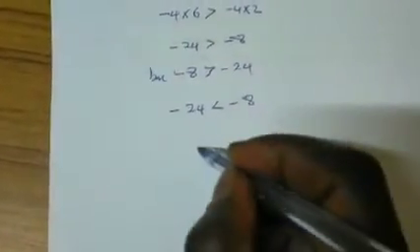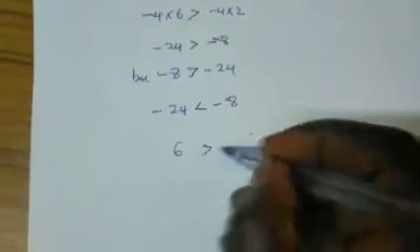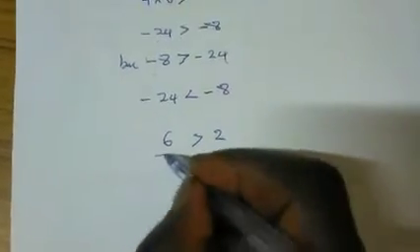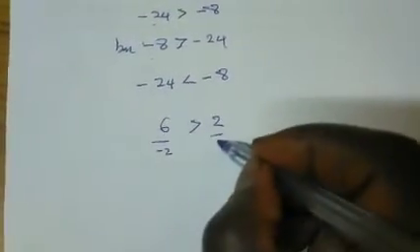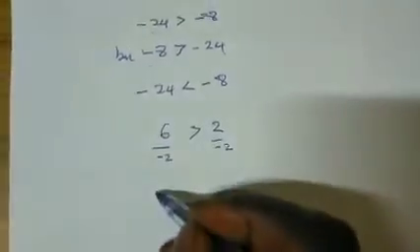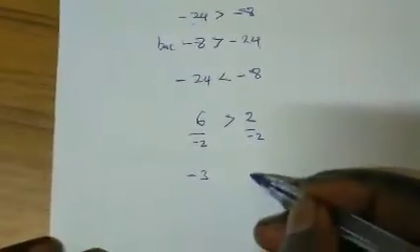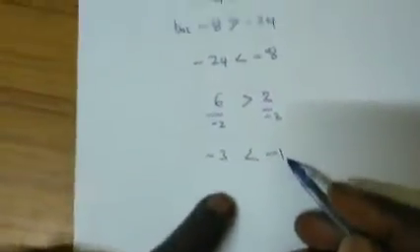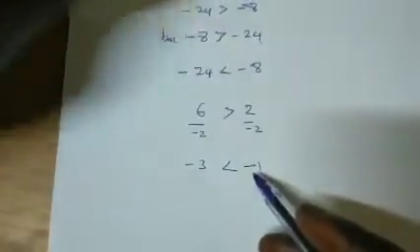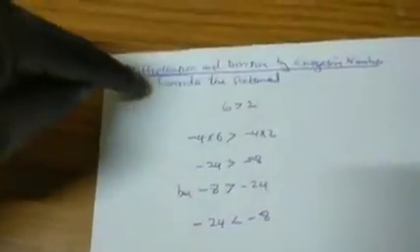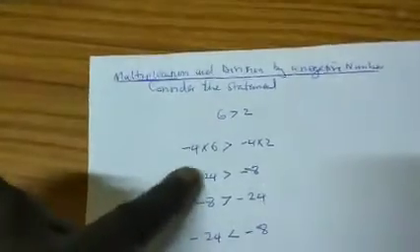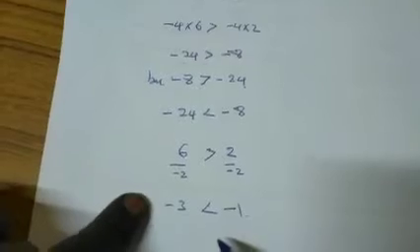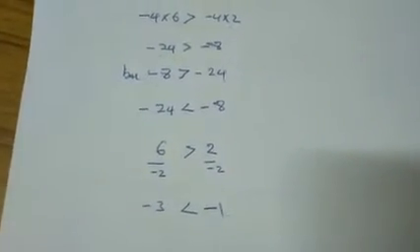Let us see. If we have the same statement, 6 is greater than 2. Let's attempt to divide both sides by negative 2. We divide both sides by negative 2. And therefore, this is now negative 3, and this is negative 1. So the only true statement is that negative 3 is less than negative 1. So we realize, therefore, that if we multiply an inequality by a negative number, then the sign will be reversed. Or if we divide by a negative number, then the sign will be reversed.